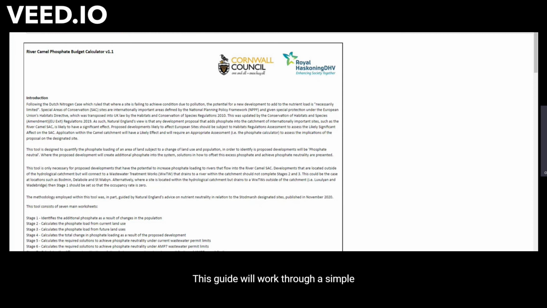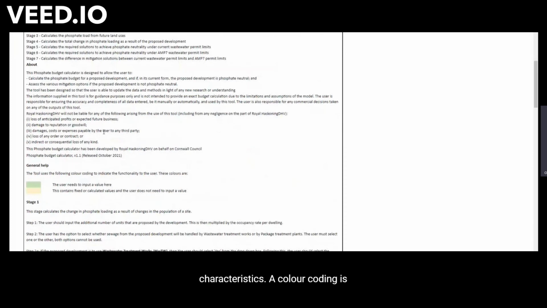This guide will work through a simple example to demonstrate how the tool should be used and clarify the steps where user input is required. The Help tab provides useful background information. Details of the various stages. Definitions of land use types and criteria for determining soil drainage characteristics.